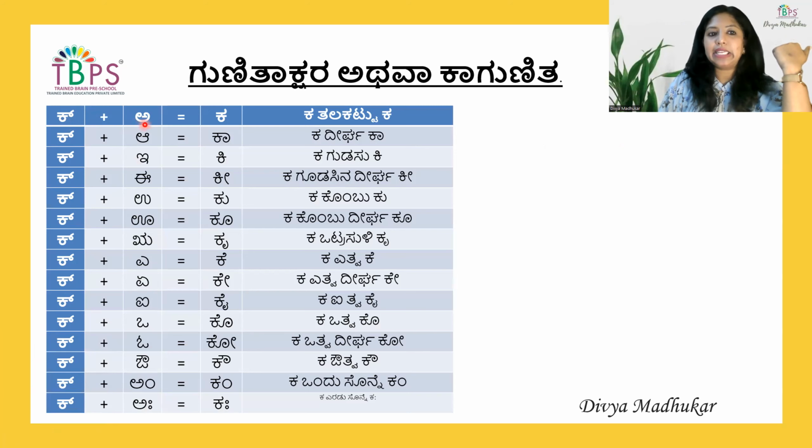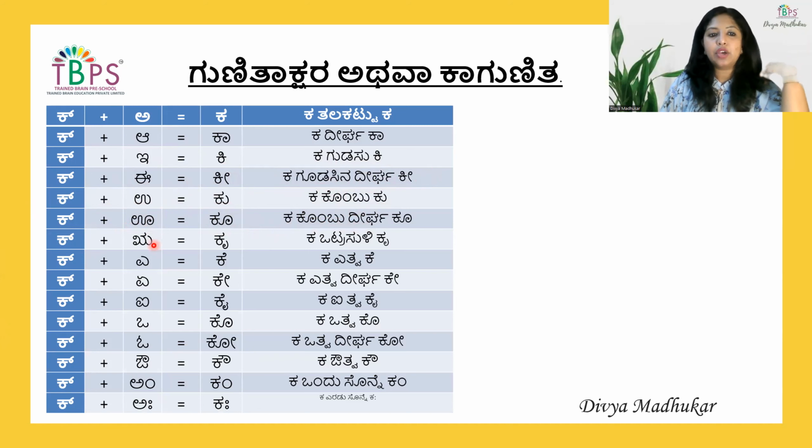K matte a is ka. K talakattu ka. K plus a, ka. Ka dheerga ka. K plus e, ki. K gudisu ki. K plus e, ki. K gudusina dheerga ki. K plus u, ku. K kombu ku. K plus u, ku. K kombu dheerga ku.